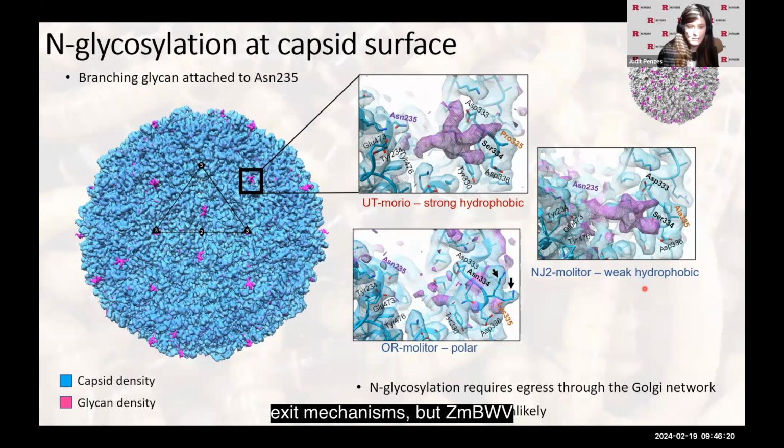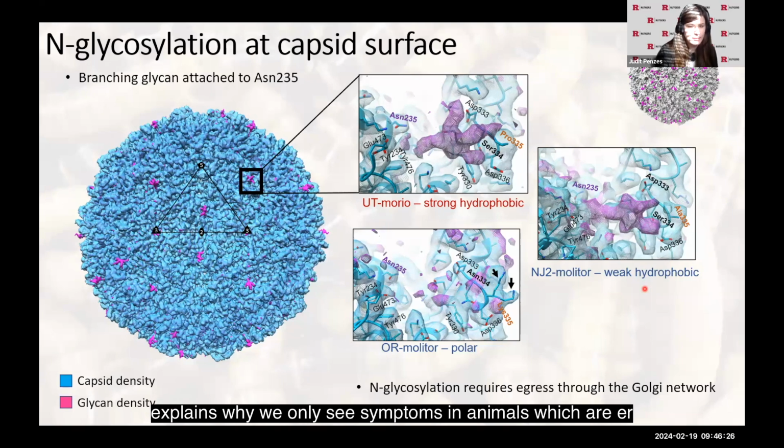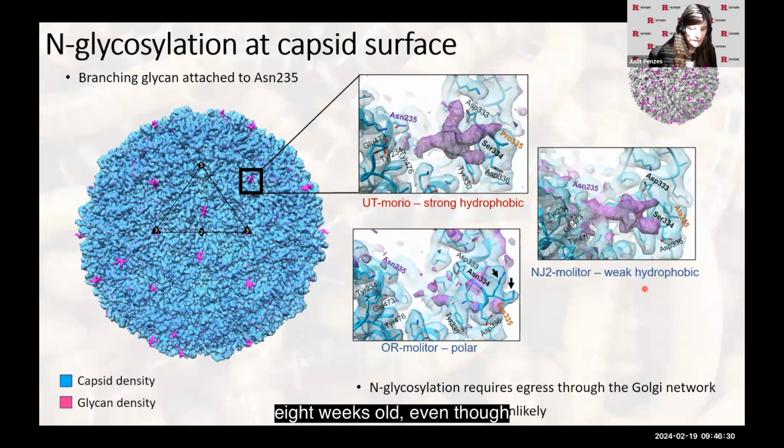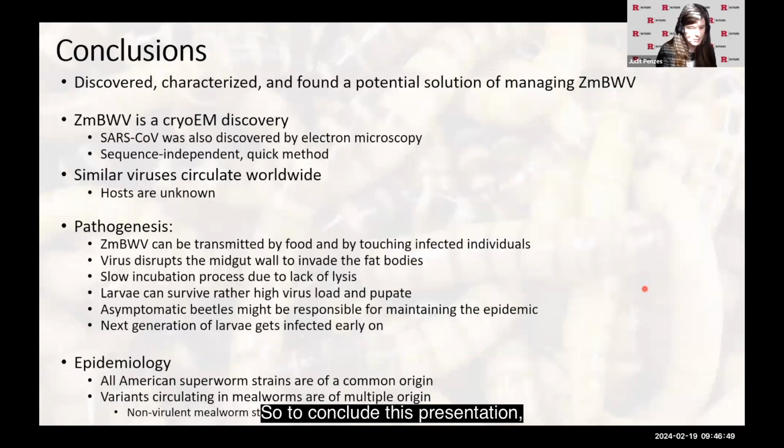But ZMBWV doesn't appear to be like that, and this might explain why we only see symptoms in animals which are 8 weeks old, even though even the newly hatched larvae are infected, simply because these viruses, as they replicate inside the midgut wall, aren't as destructive, and it takes a while to eliminate these midgut cells.